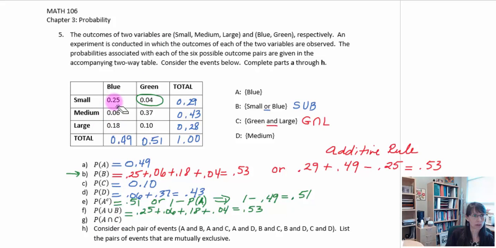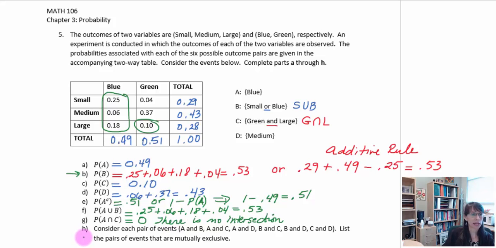So let's erase and start fresh. Probability of A means blue. So here are all the probabilities involved with the event blue. Event C, we're looking for the intersection of green and large. That's our 0.10. Do you notice how the rings that I drew are not overlapping? In other words, they're not intersecting at all. So we do not have an intersection of events A and C. So the total probability would be zero because there is no intersection.